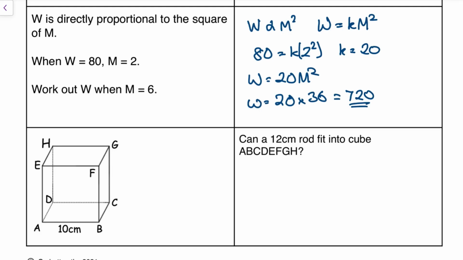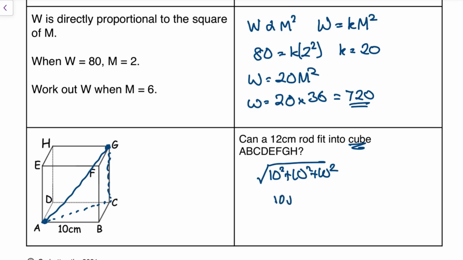Good question. Next one. Can a 12 centimetre rod fit into a cube? Now, if you've seen me do one of these before, the question is basically saying, can you work out a diagonal that takes me from one side to the other? And the way I'm going to do that, remember this is a cube, is I'm going to do Pythagoras. That's going to be in 3D, 10 squared plus 10 squared plus 10 squared. Of course, what's really happening is you're working out the bottom and then doing a second triangle, but it all does it as one big 3D triangle, if you like. So the square root of 10 squared plus 10 squared plus 10 squared is 10 root 3.